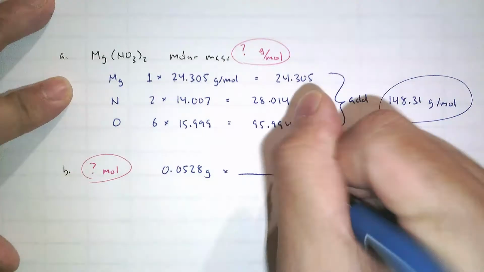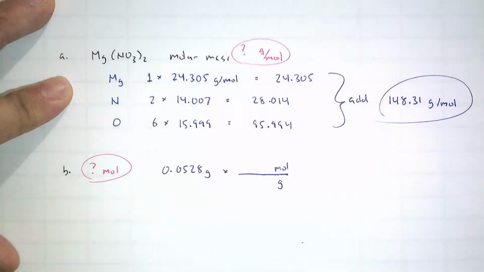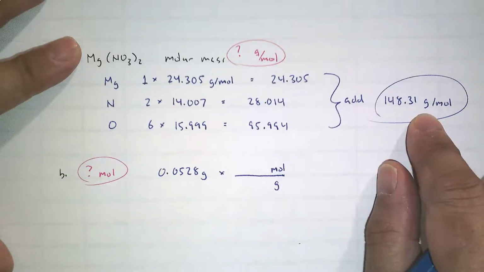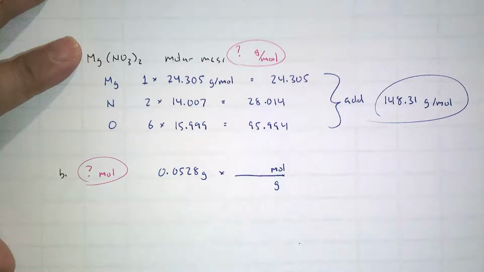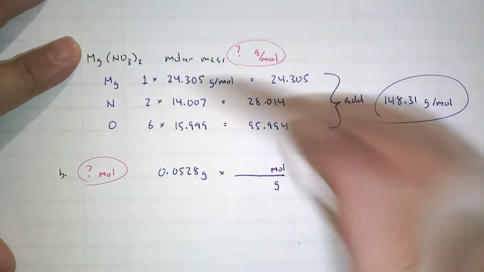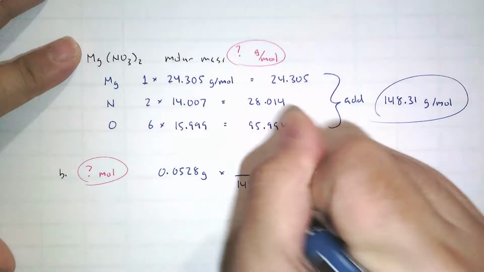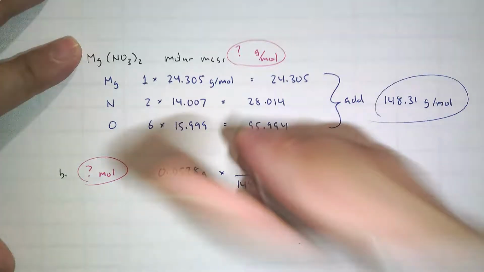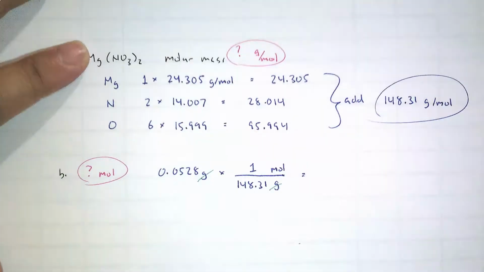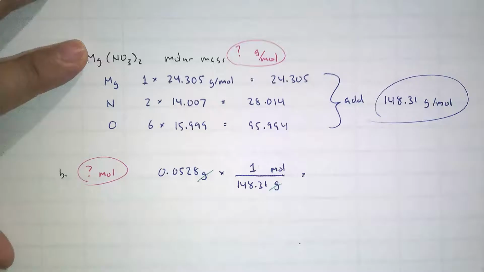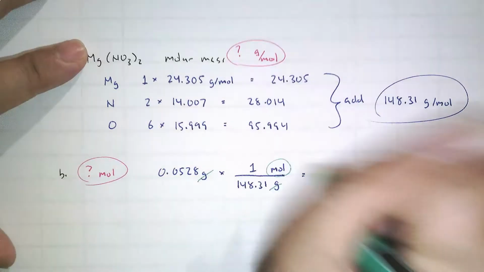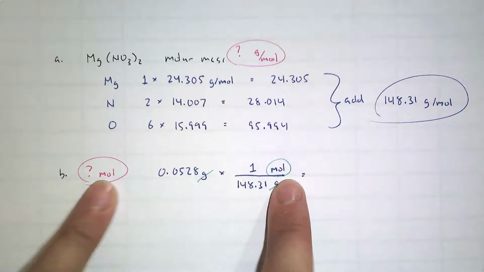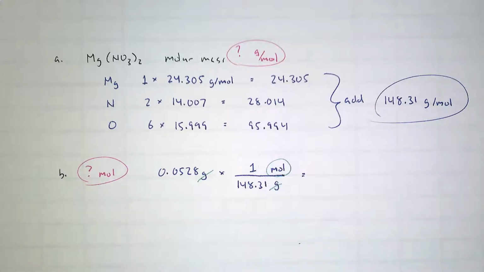Grams on the bottom, moles on the top. Well, we have grams and moles, or grams related to moles here, but we have to take the inverse because I want grams on the bottom. 148.31 and 1. Okay. It's good practice to go ahead and cross out or cancel your units. And I also like to circle the units that are left behind, that have not canceled out. That tells me that I hit my target units at least.